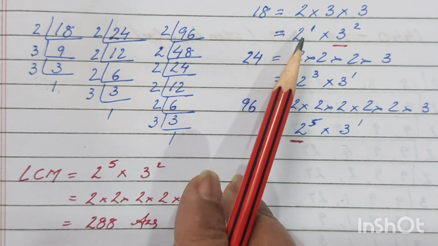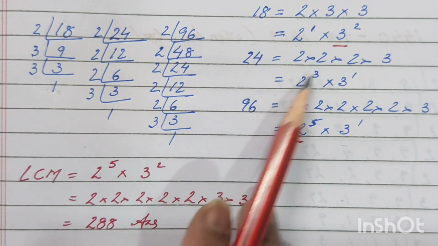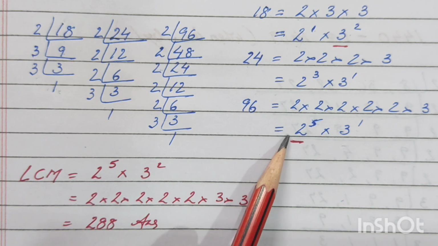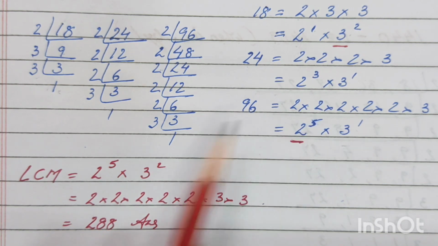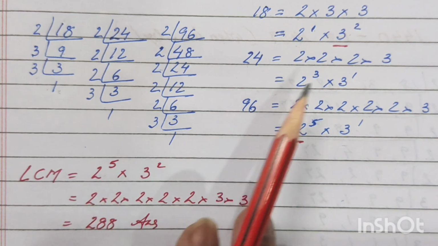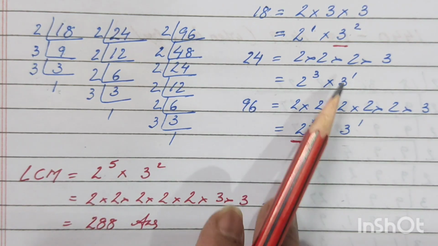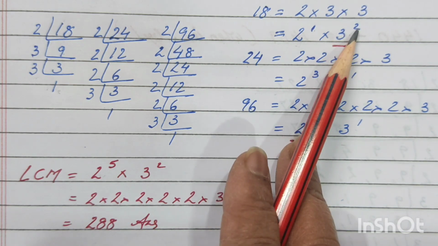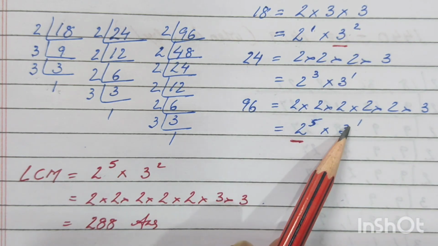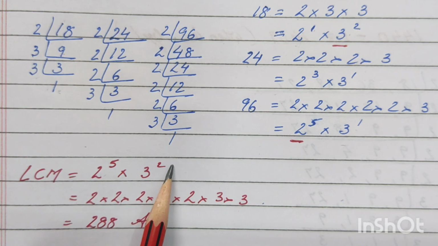Now, 2 over here to the power 1, 2 to the power 3, and 2 raised to the power 5. This is the biggest number to which 2 is raised, so we have taken that. Now, let's see 3 raised to the power 1, 3 raised to the power 1 and 3 raised to the power 2. So 3 raised to the power 2 is bigger in these comparisons. So I have taken 3 raised to the power 2.